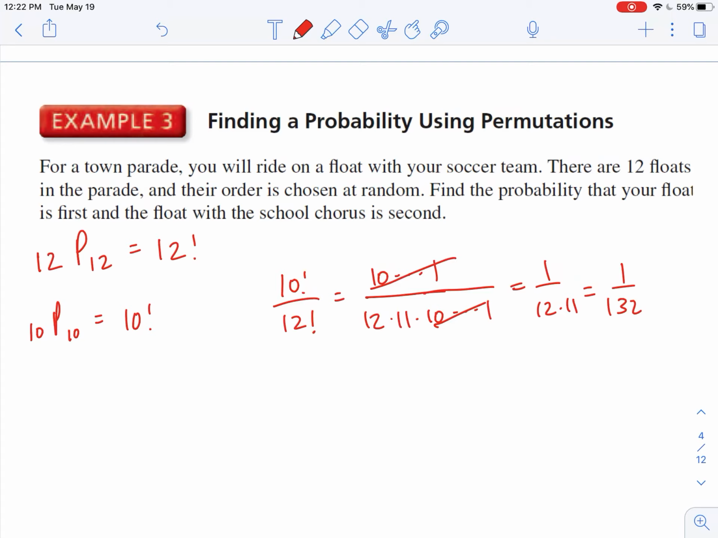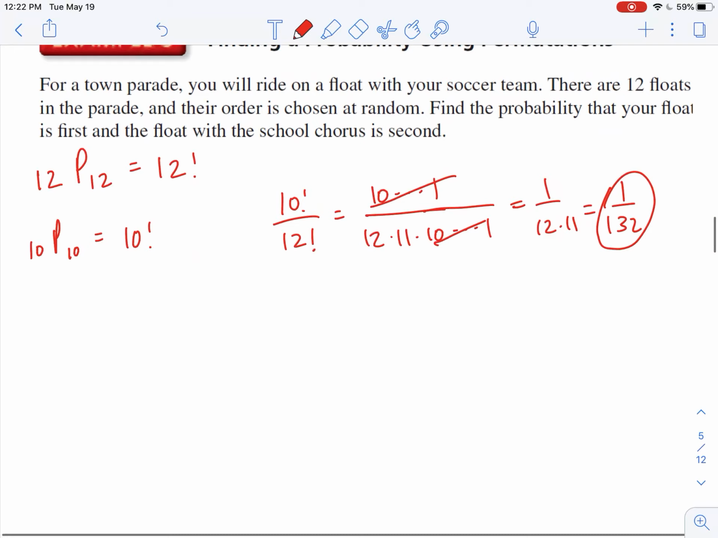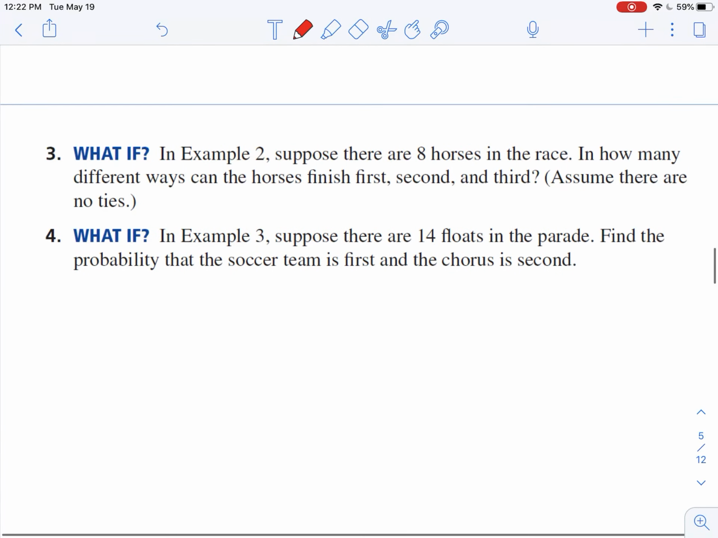Which is not a good chance that if we wanted to be first and we wanted chorus to go second, probably not a very likely chance that that would happen at random. We'd probably have to make sure we did something so that we were first and that chorus went second. All right, so let's take a look at a couple of what ifs.